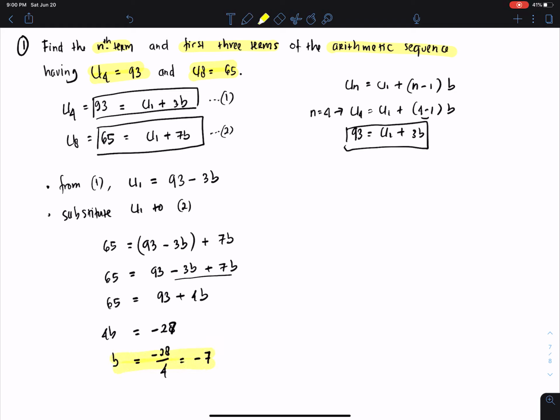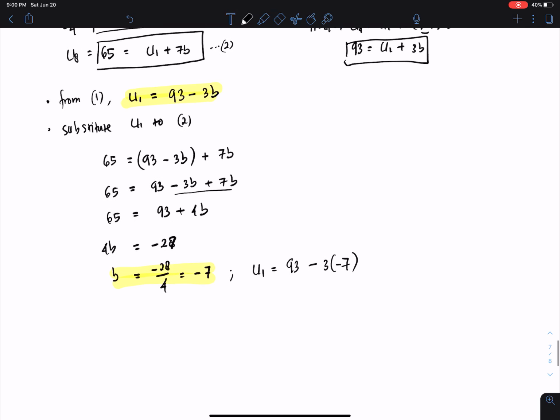From here we can go back to the U1 equation, the one over here, to get the value for U1. So U1 is 93 minus 3 times the b that we just calculated, minus 7. Alright, so here we get U1 equal to 93 plus 21, which equals 114.